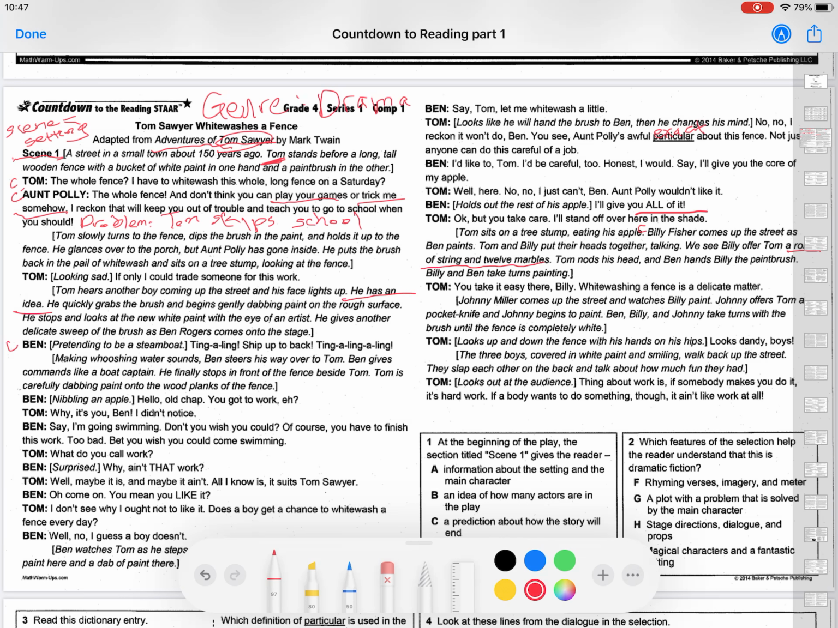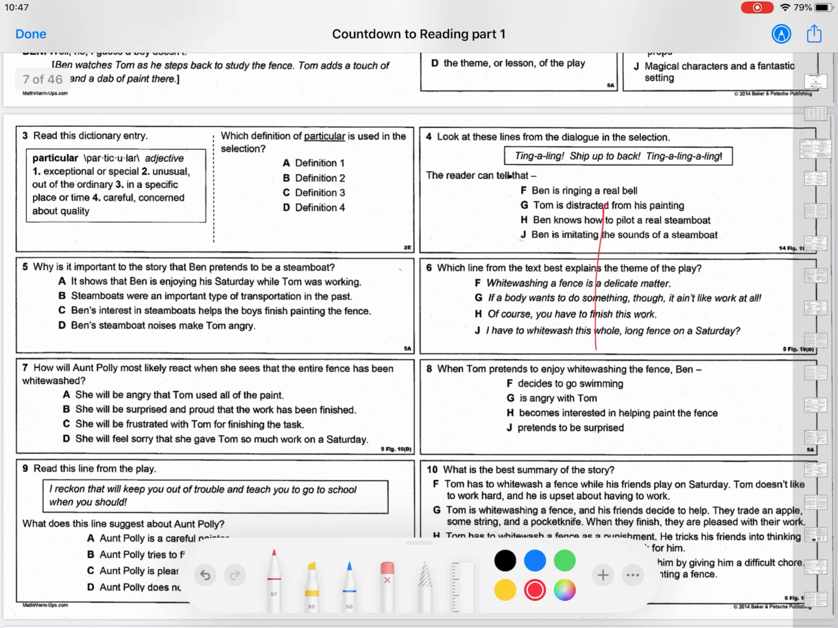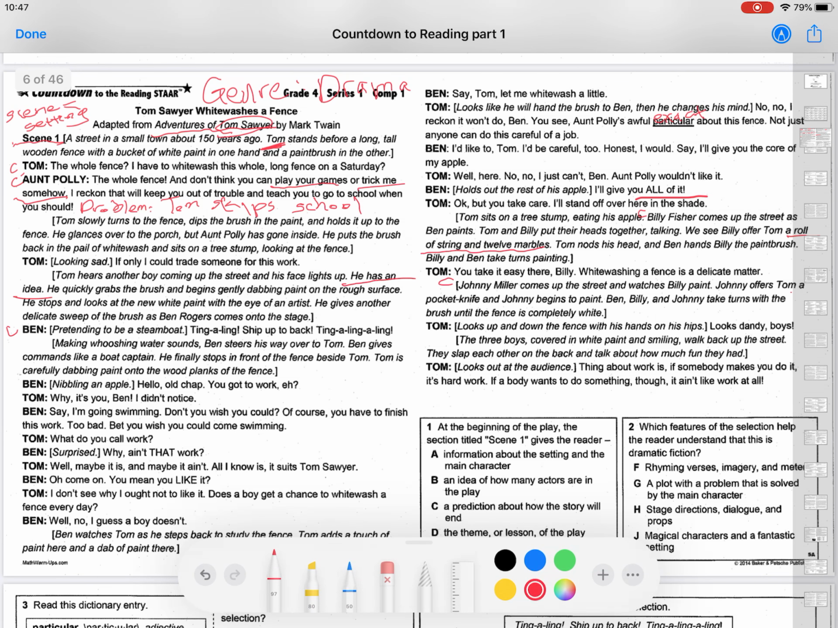So now we see another character has entered the story. And again, we see that Tom manages to get a pocket knife out of that. Ben, Billy, and Johnny take turns with the brush until the fence is completely white. So, like Aunt Polly said, that fence better be white. Little did she know, he would trick three other little boys into painting the fence for him.